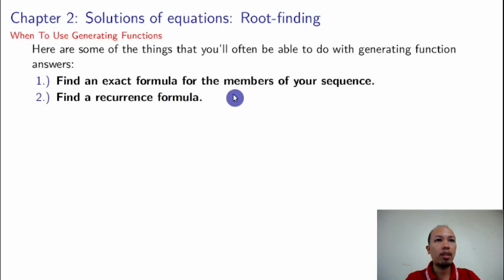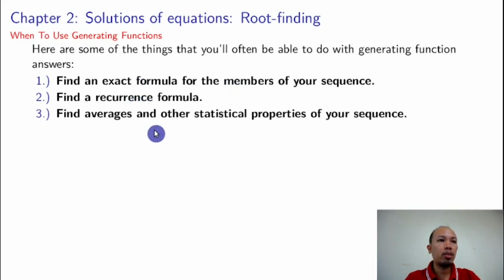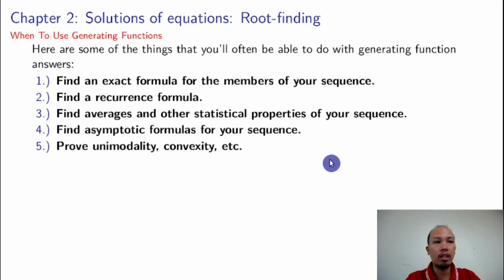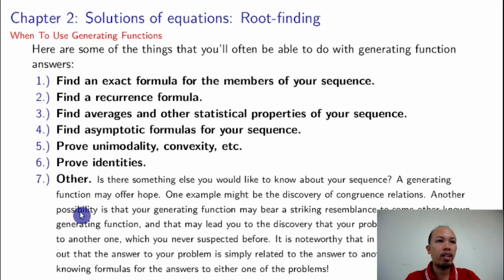So meaning to say, if you are given a sequence, you can get the closed form, and if you are given the closed form, you can get the recurrence formula. So this is related. You can also find the averages and other statistical properties of your sequence. You can also use it to find asymptotic formulas for your sequence. You can also use it to prove unimodality, convexity, and so on and so forth. You can also use it to prove identities and many others.